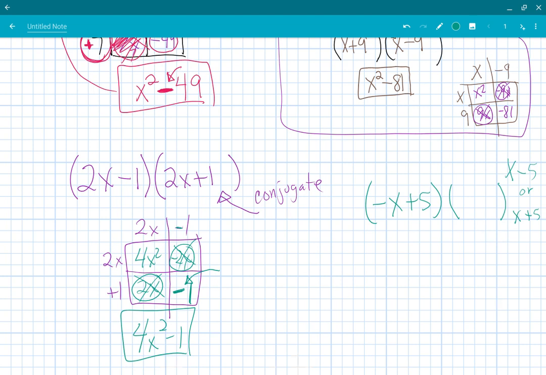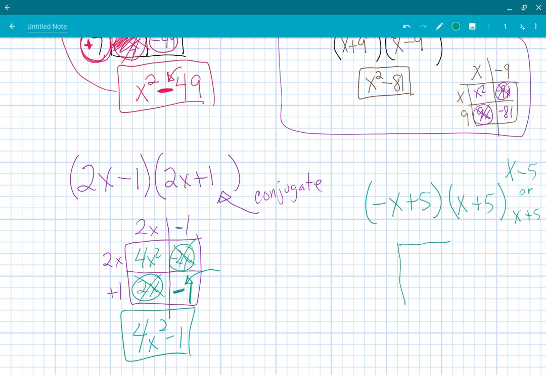Right. Look at our previous examples. Only one of them is opposite, right? So which one is already negative on the first? The x. So let's make that one opposite. So it would be what? So it would be positive x plus 5. Exactly. And now let's find out what happens here.